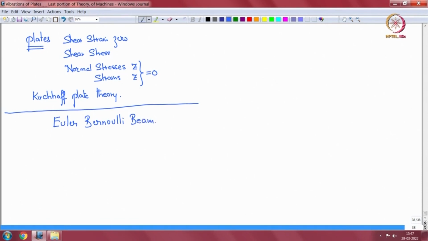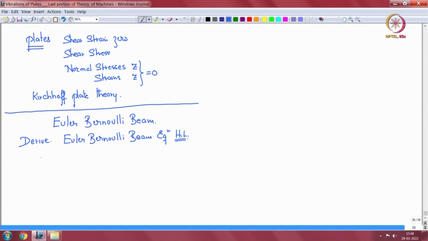Now what I want to do is first derive the Euler Bernoulli beam equation using Hamilton's law. I will do it in the most common way first.